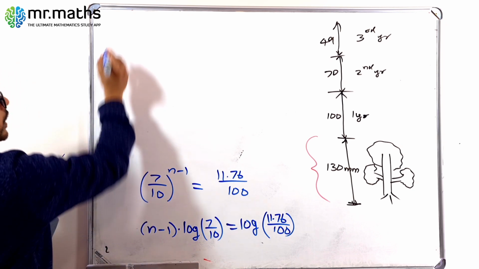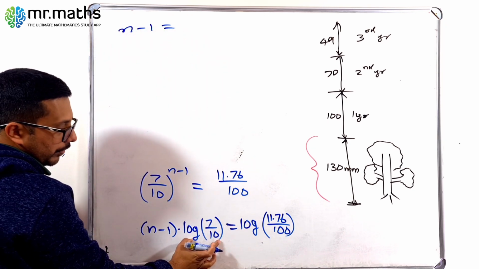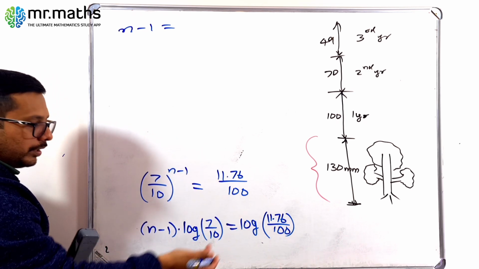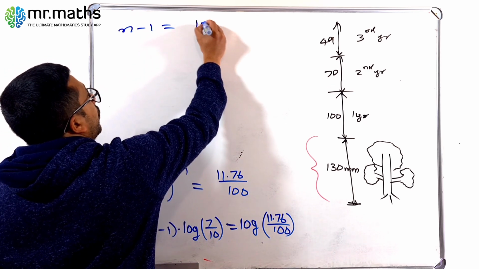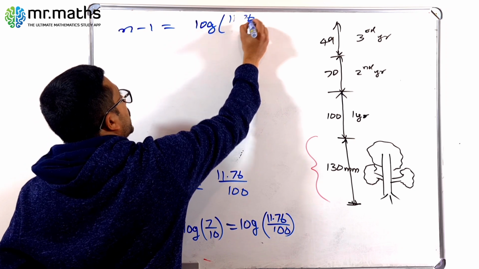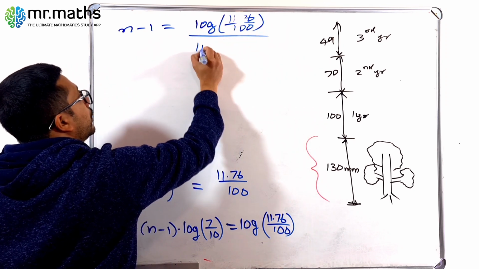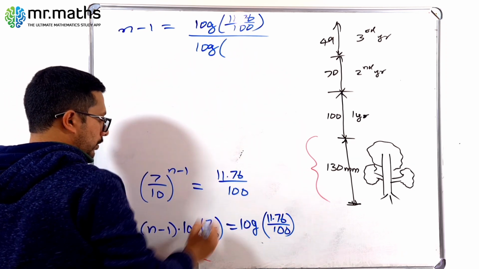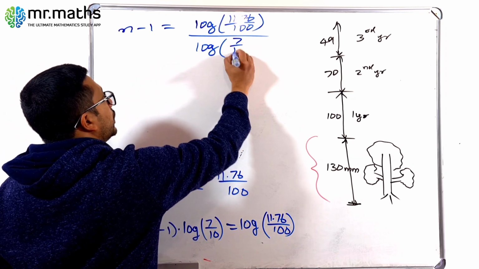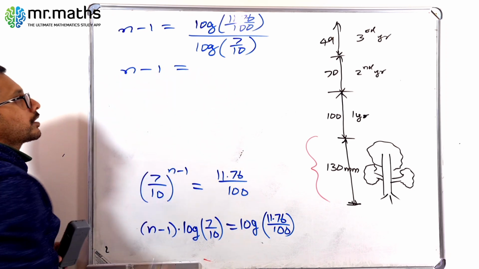Okay, so from there, what is n minus 1? This is multiplication. So if I want to take this one to the other side, it is division. So it is log of 11.76 divided by 100, divided by log of 7/10. So check in your calculator what is the answer for that one.